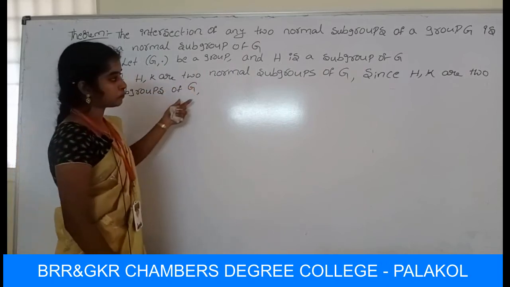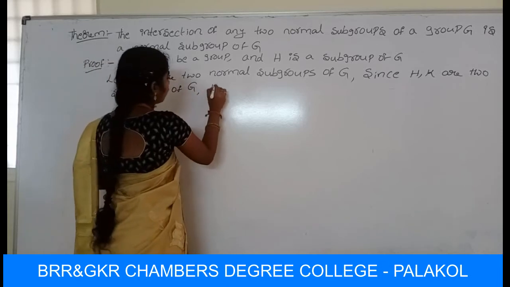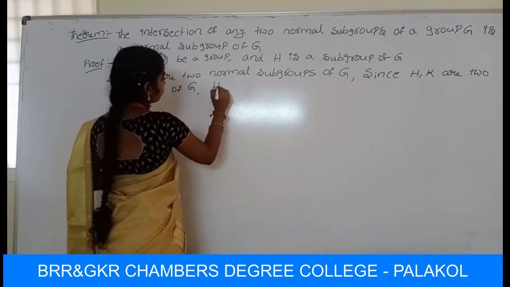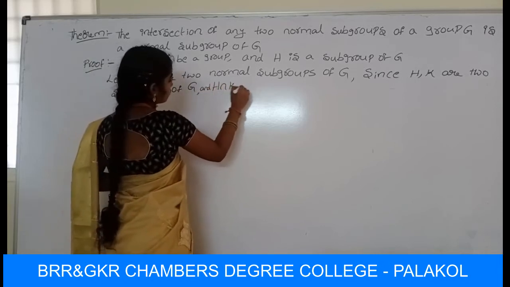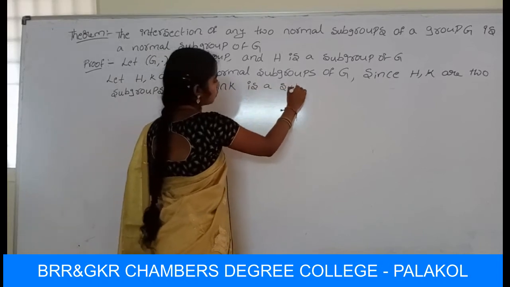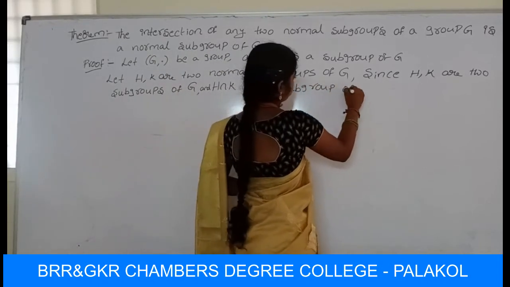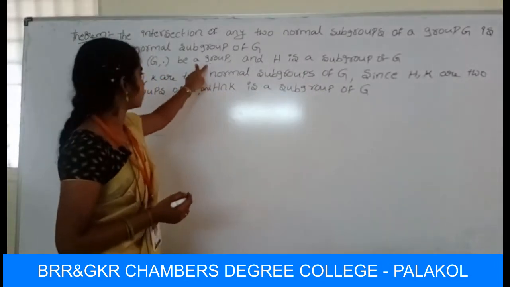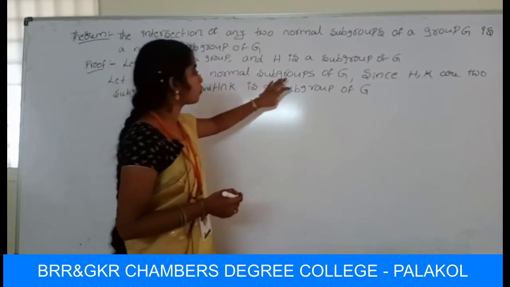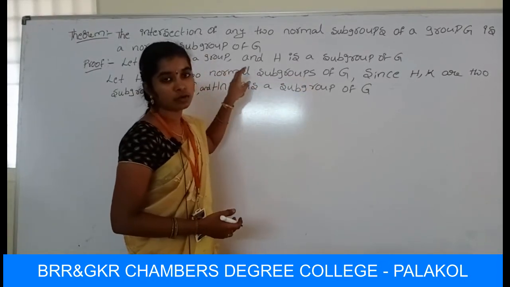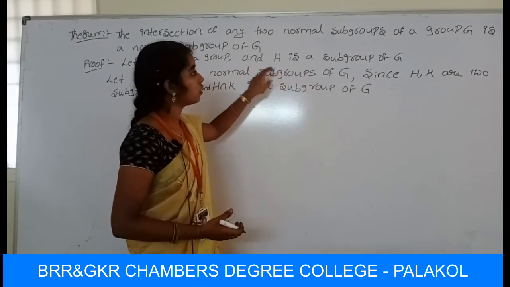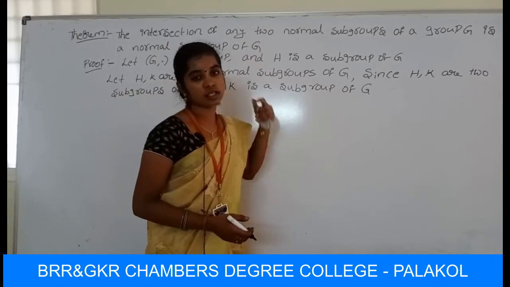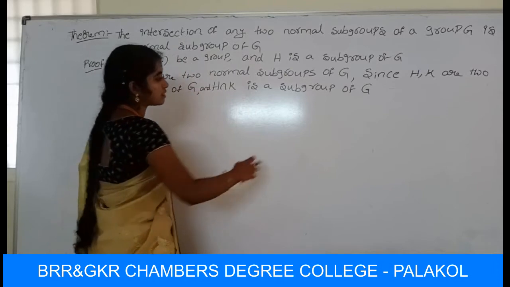So H intersection K is a subgroup of Z. Let Z be a group and H, K are two normal subgroups of Z. So already you know that H, K are two subgroups of Z. That means H intersection K is a subgroup of Z.